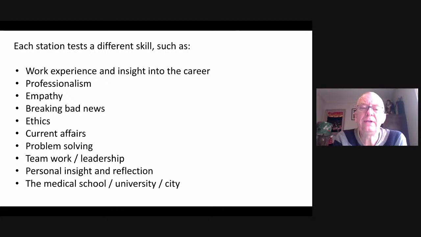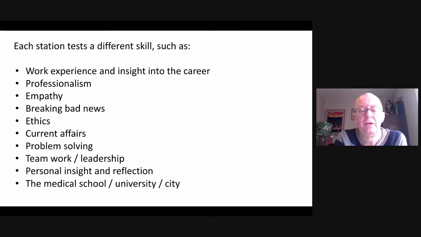Current affairs, do keep an eye on what's going on in the news at the minute. Obviously, COVID's a big one, but there are other things as well. It's not just COVID going on in medicine. There's something to think about with social care beds and diabetes and obesity. All important things as well. Problem solving we've talked about.